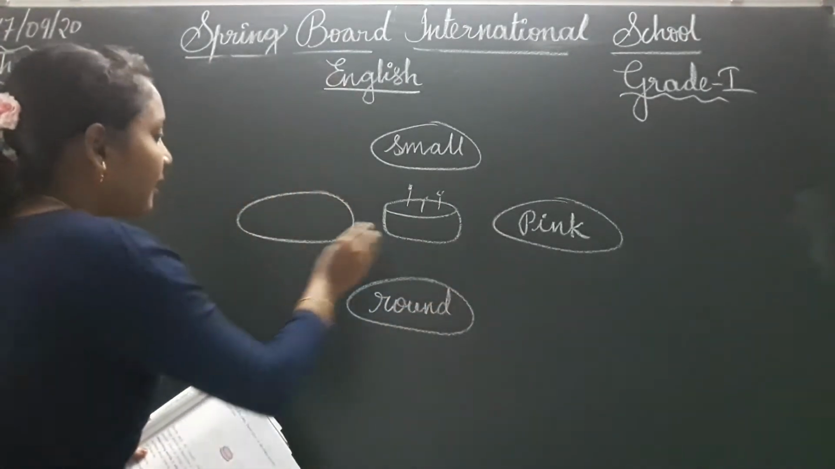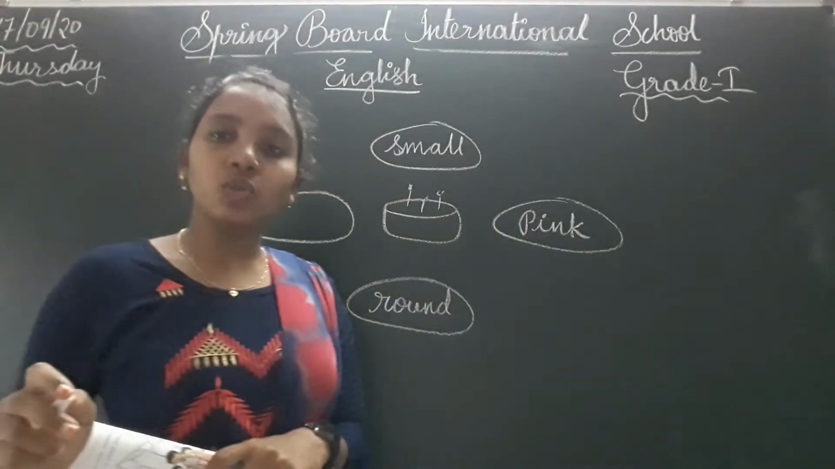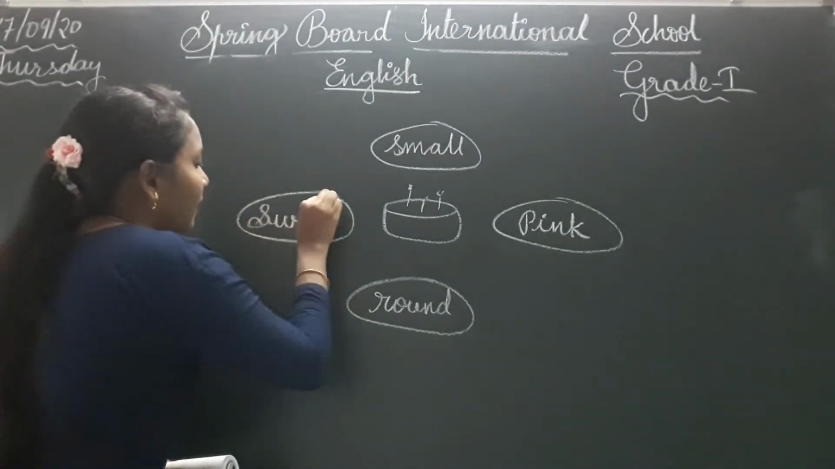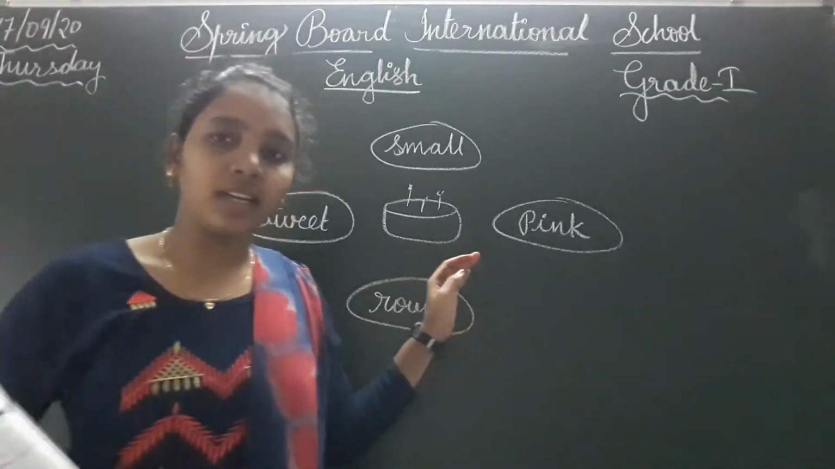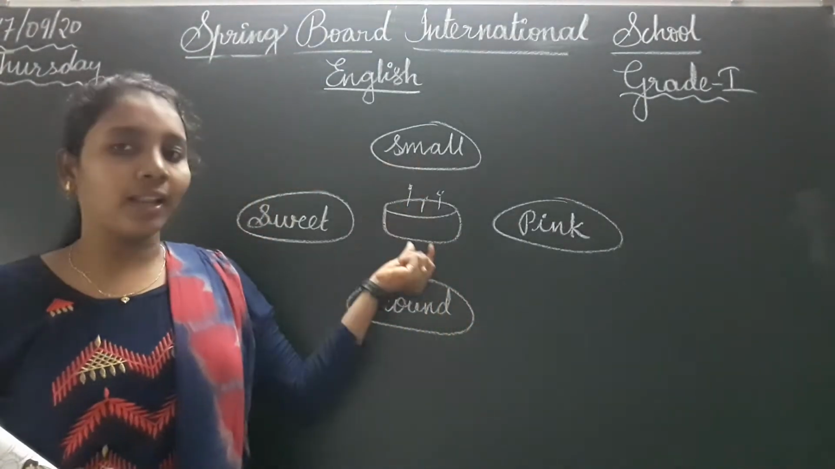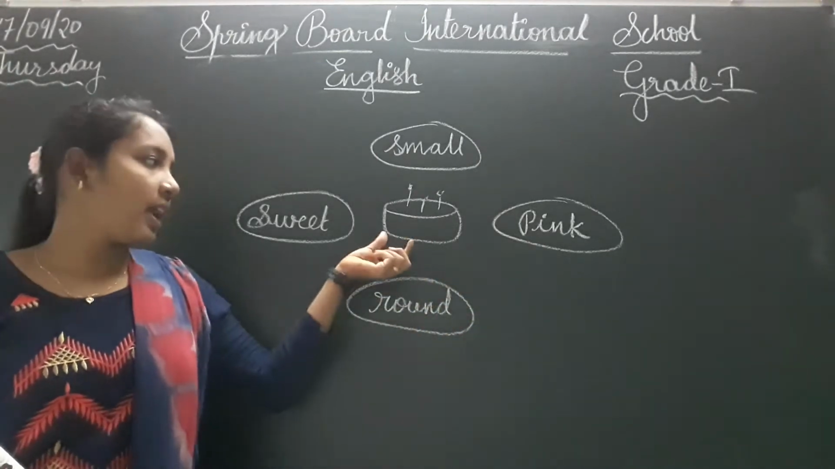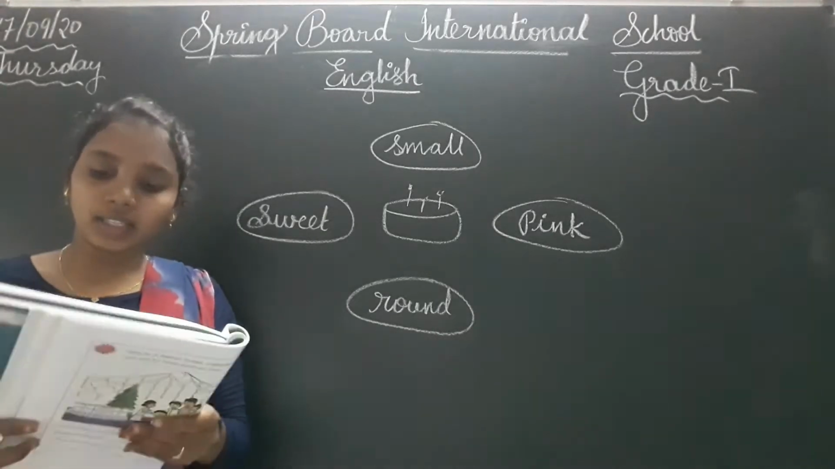Next one, how will the cake be? The cake will be sweet. Yes or no? Sweet cake. Like this you have to describe the cake, children. See now, small cake, pink in color, round in shape, and the taste is sweet. Okay children, do this one.